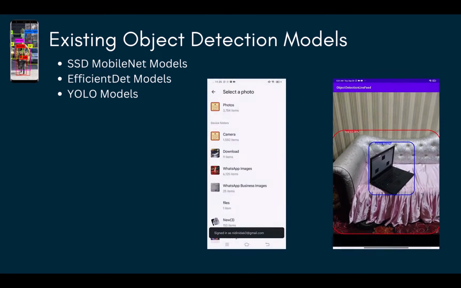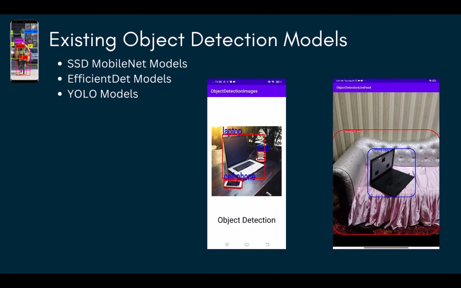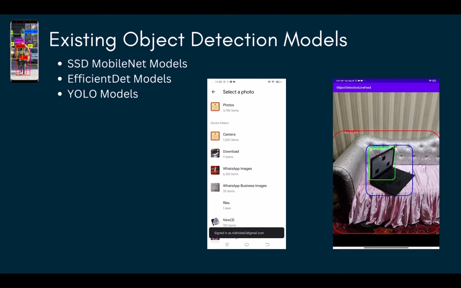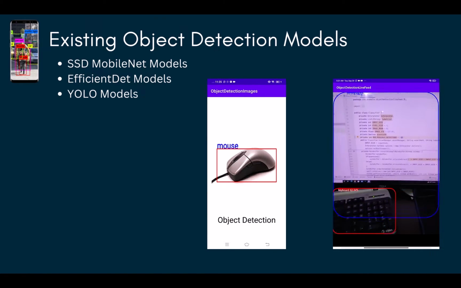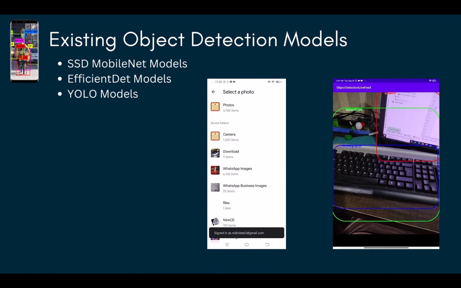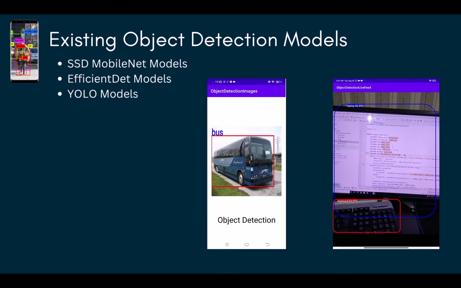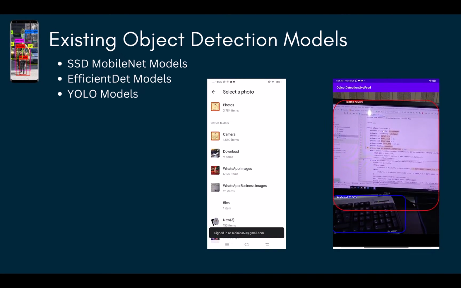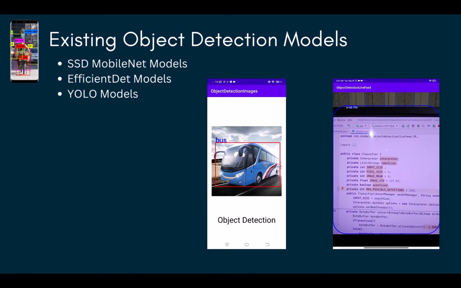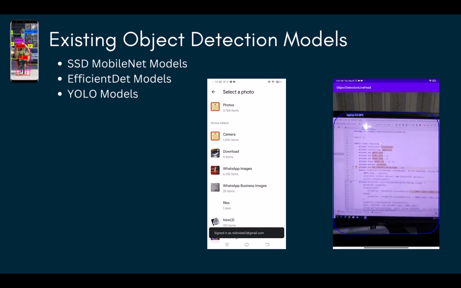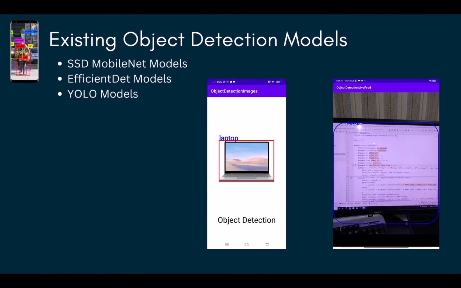Apart from training our custom object detection model and using it inside Android, we will learn to use existing object detection models inside Android with both images and the live camera footage. So in that section, we will explore three popular families of object detection models and use them inside Android applications. And those families are SSD MobileNet models, EfficientDet models, and the YOLO model family.